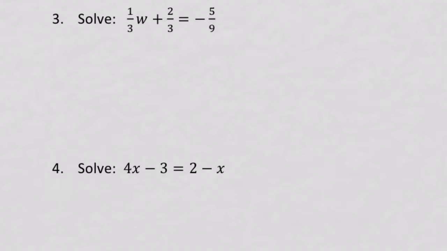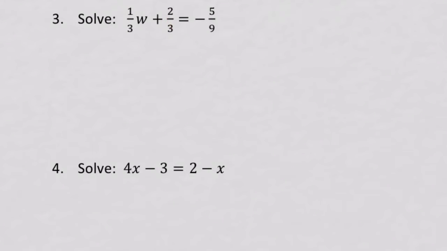All right, let's move on to number 3 then. 1 over 3w plus 2 over 3 equals negative 5 over 9. Once again, the goal is to isolate the variable. So by looking at this one, I have to get rid of the 1/3 and I have to get rid of the 2/3. The first thing I'm going to get rid of is the 2/3.